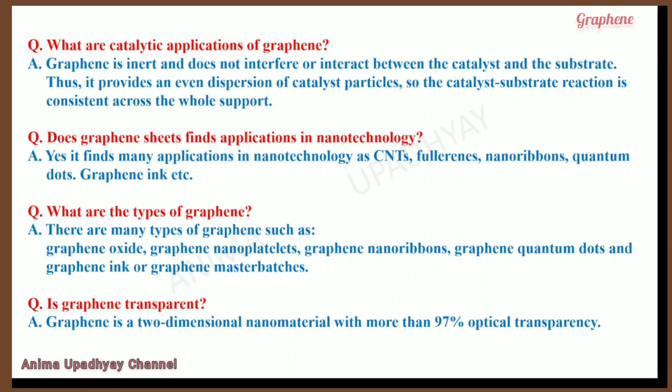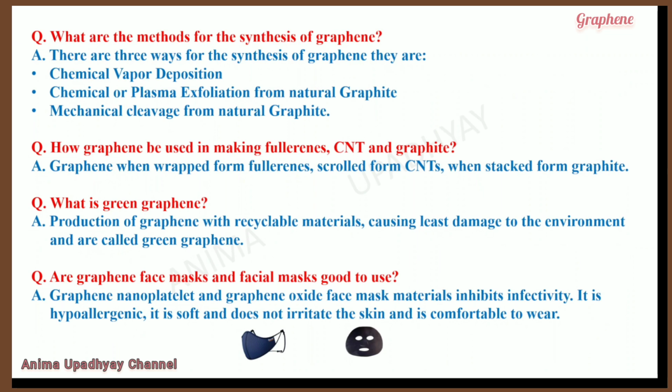What are the types of graphene? There are many types of graphene such as graphene oxide, graphene nanoplatelets, graphene nanoribbons, graphene quantum dots and graphene ink or graphene master batches. Is graphene transparent? Yes. Graphene is a two-dimensional nanomaterial with more than 97% optical transparency. What are the methods for the synthesis of graphene? There are three ways: chemical vapor deposition, chemical or plasma exfoliation from natural graphite and mechanical cleavage from natural graphite.